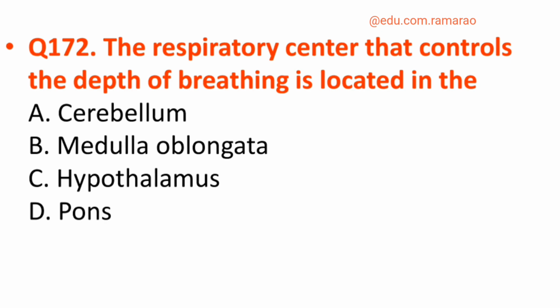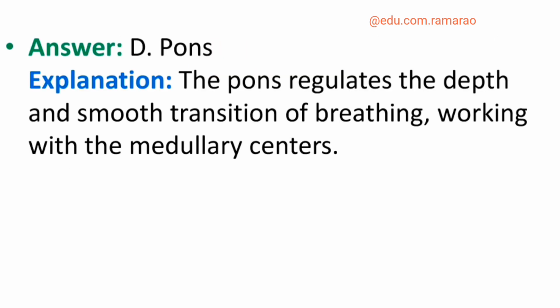The next question. The respiratory center that controls the depth of breathing is located in the option A cerebellum, option B medulla oblongata, option C hypothalamus, option D pons. The correct answer is option D, pons. The pons regulates the depth and smooth transition of breathing, working with the medullary centers.